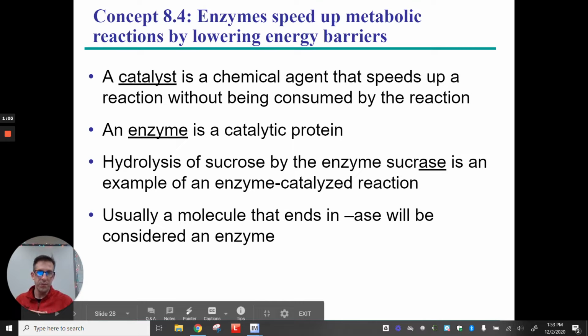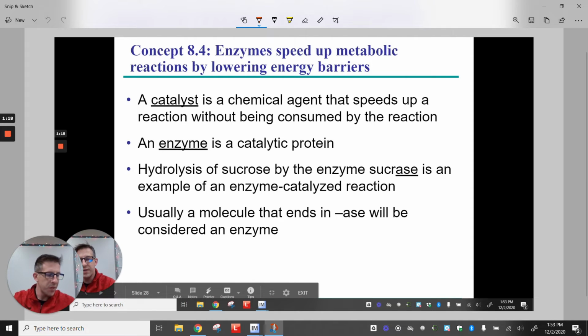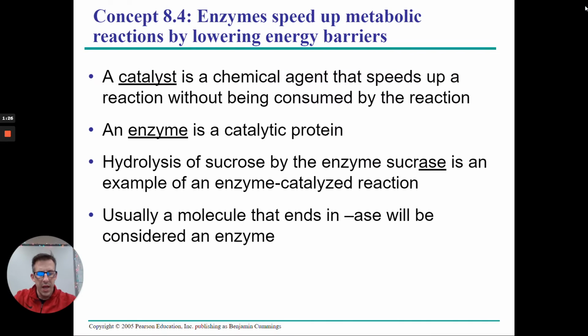You may have heard of the term a catalyst before, and I know that some of the material in just regular chem or even honors chem or AP chem is something you guys may have heard of before, but maybe in a different context.